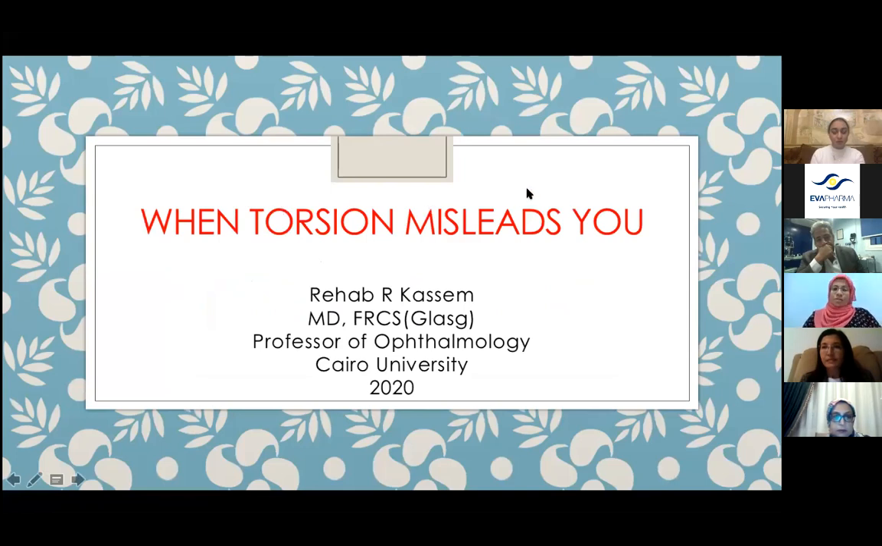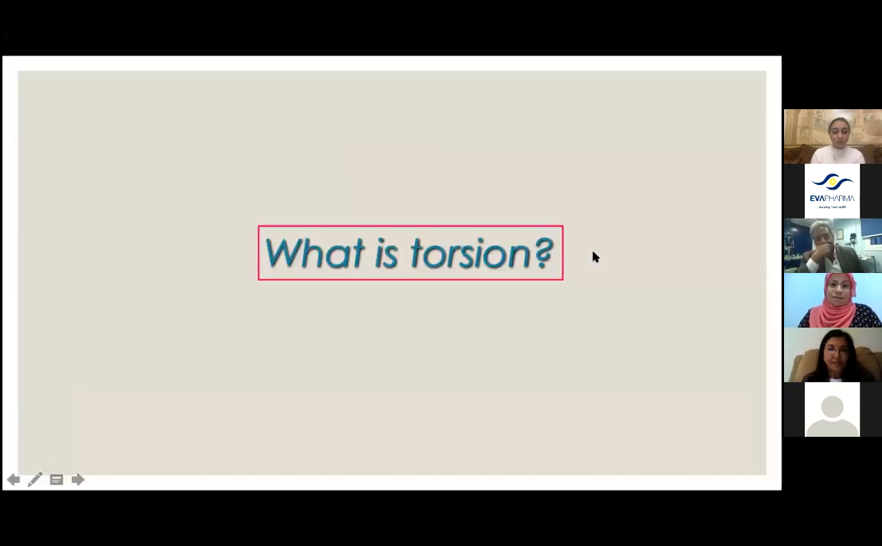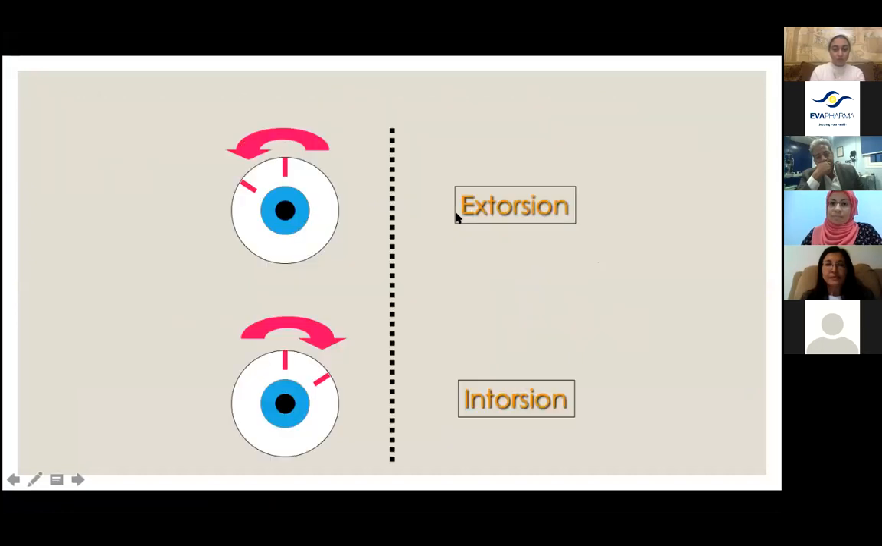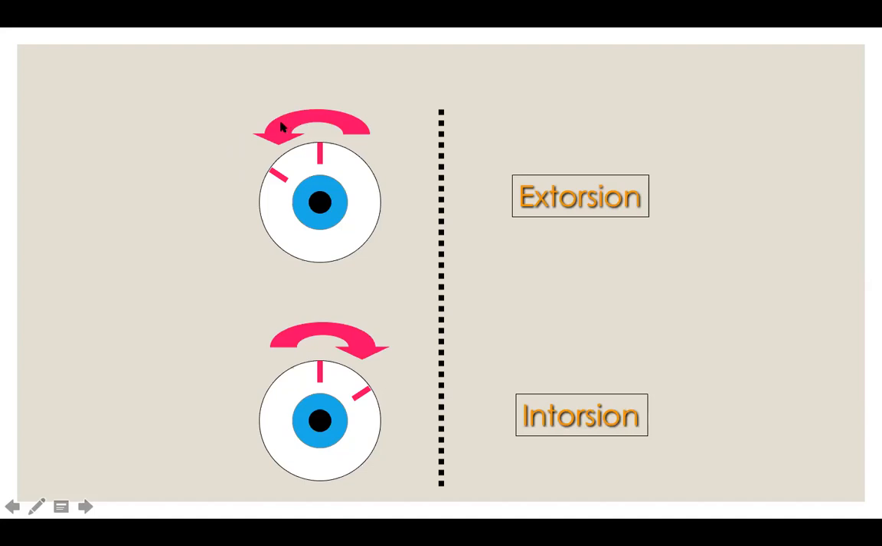This title was actually suggested by our professor, Dr. Hala Elhilali: When Torsion Misleads You. First of all, what's torsion? Torsion or cycloduction is rotation of the globe around the y-axis, which traverses the globe from front to back. Rotation of the 12 o'clock meridian outwards or temporally is called extorsion, and rotation of the 12 o'clock meridian nasally or inwards is called intorsion.